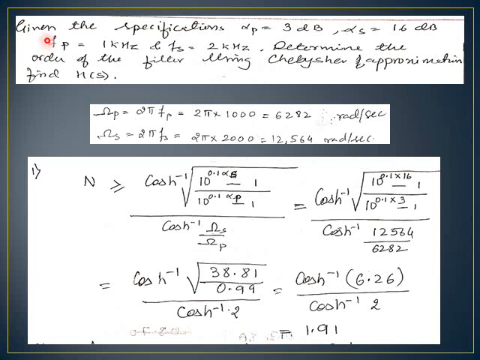Given the specification, alpha p is equal to 3 dB, that is the pass band attenuation. Alpha s is 60 dB, which is the stop band attenuation. Fp, that is the frequency of the pass band, is 1 kHz. Fs is equal to 2 kHz, that is the stop band frequency. Now determine the order of the filter using Chebyshev approximation and find H of s. Here the values of fp and fs are in kilohertz, but the values of omega p and omega s will be in terms of radians per second.